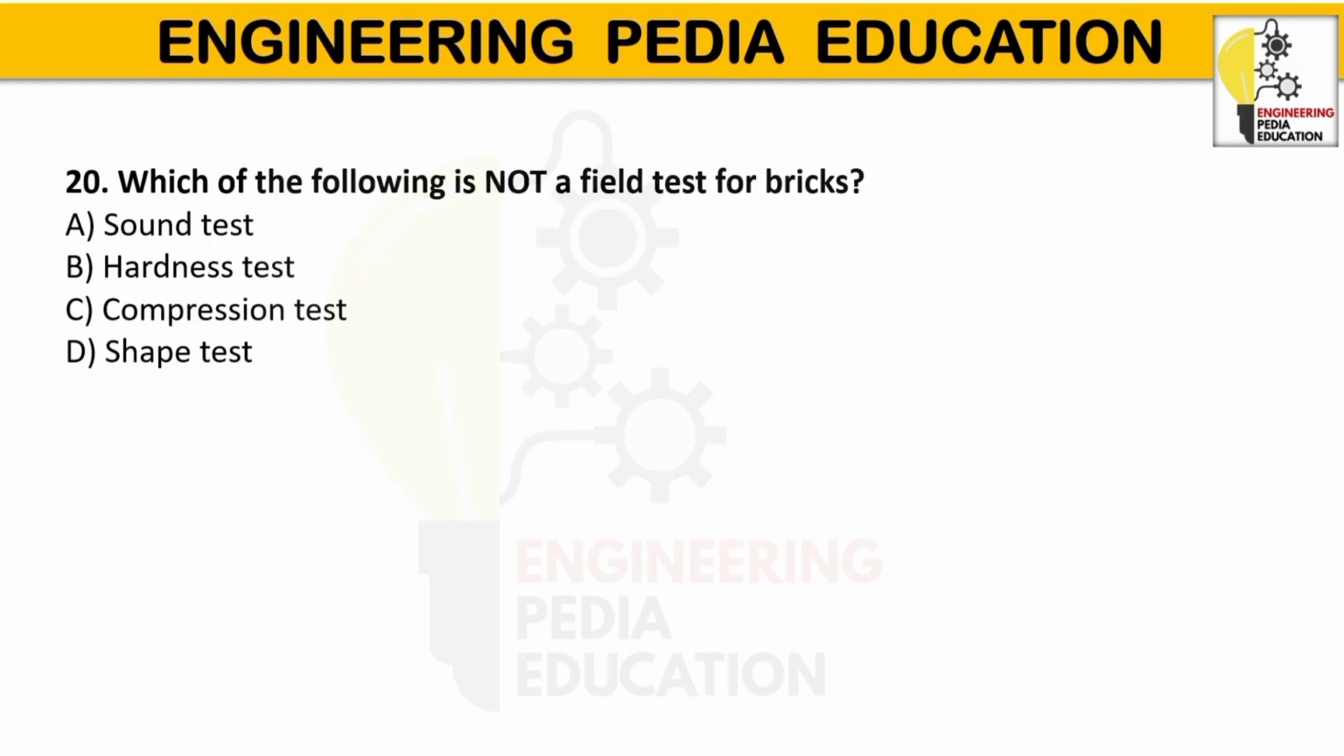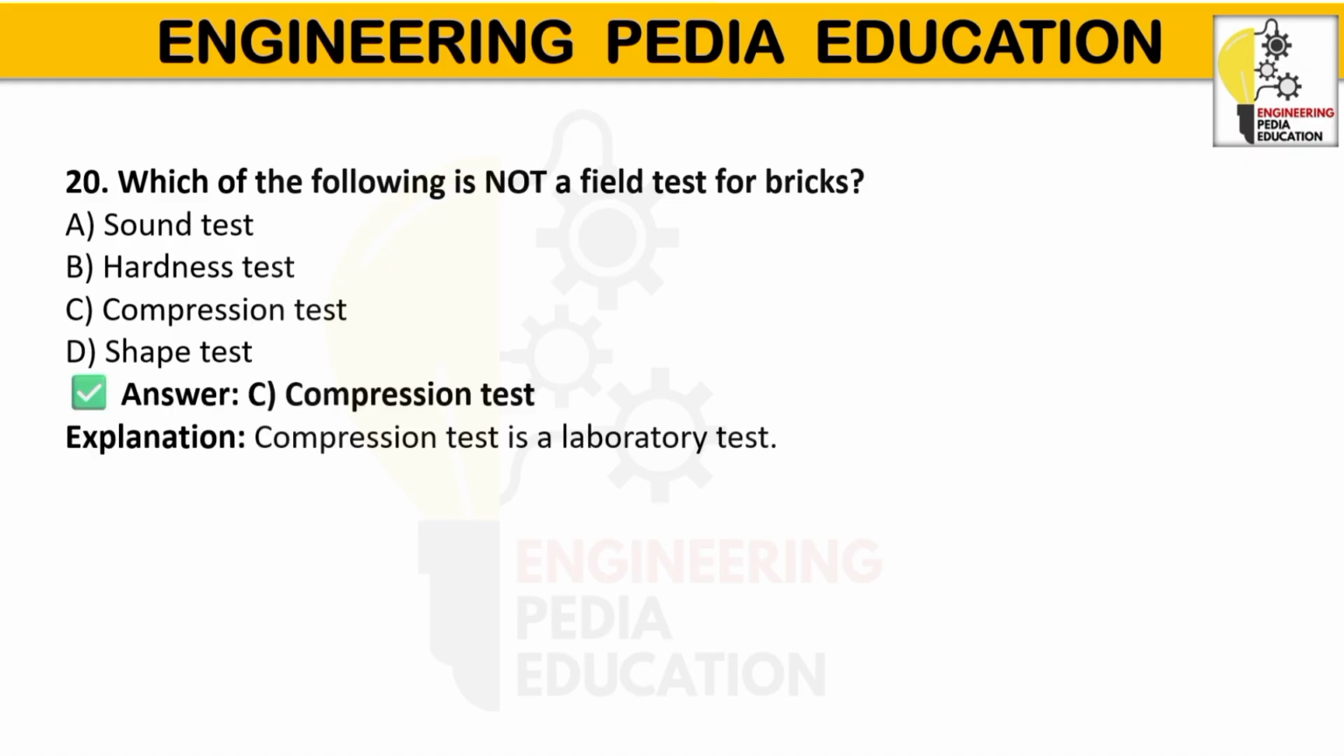Which of the following is not a field test for brick? Sound test, hardness test, compression test, or shape test. Compression test is a laboratory test. Soundness, hardness and shape tests can be done directly in the field, but the compression test uses a compression testing machine. This test is performed to directly know the strength of the brick.